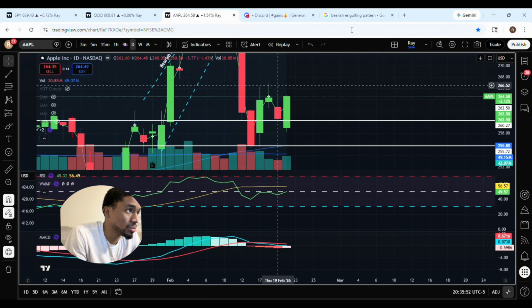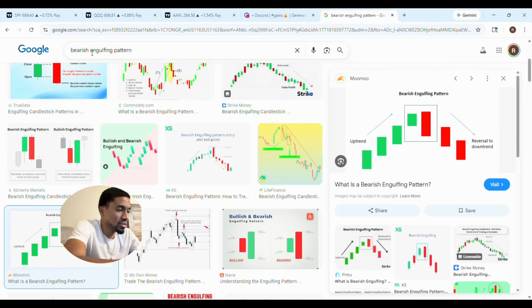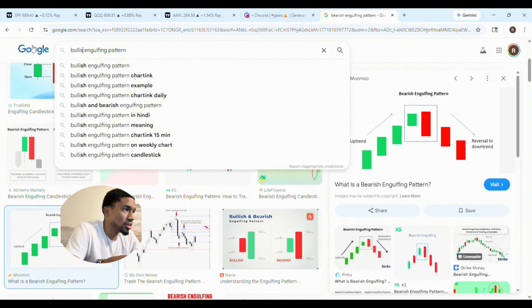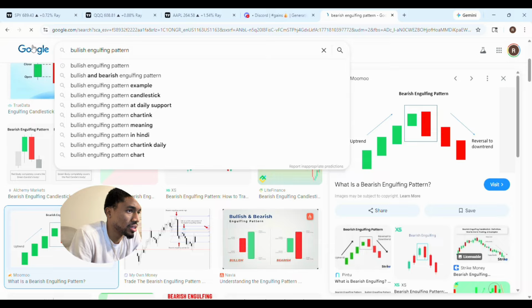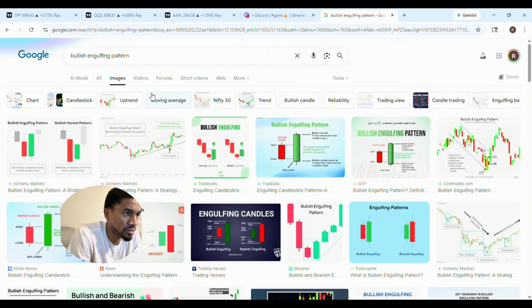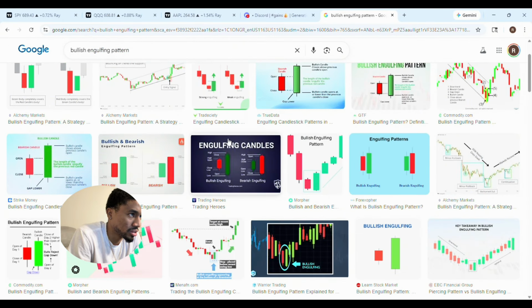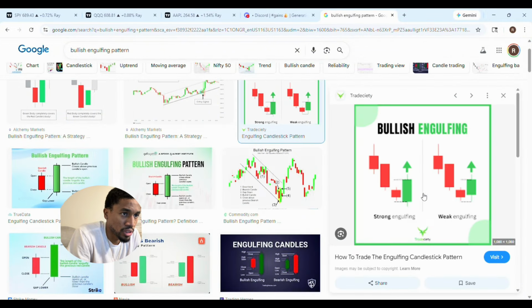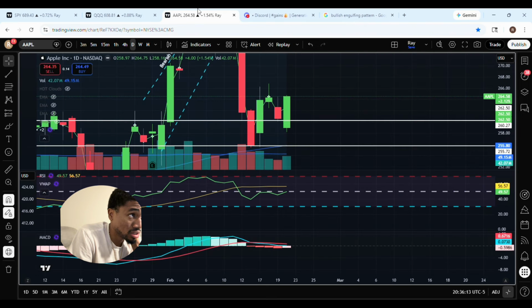Let me show you what a bullish engulfing pattern is. We're going to type in bullish engulfing pattern. Okay. It's going to be the opposite of a bearish engulfing, right? So you have a strong one and a weak one. Apple looks like it has a strong one.